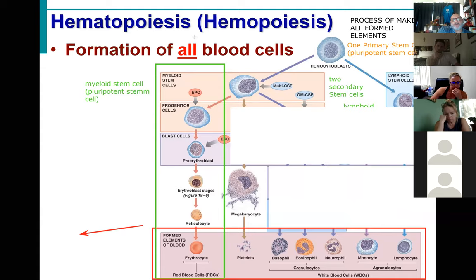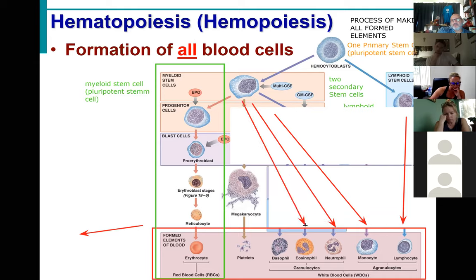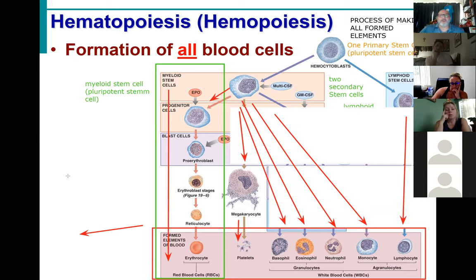You will need to know that this lymphoid stem cell becomes the lymphocytes, and this myeloid stem cell can become monocytes, neutrophils, eosinophils, basophils, and can form the megakaryocytes that make our platelets. And like I said, you'll need to know this pathway. So I'm not going to make you know the intermediate steps of the white blood cells, but we do need to know the intermediate steps of the red blood cells.